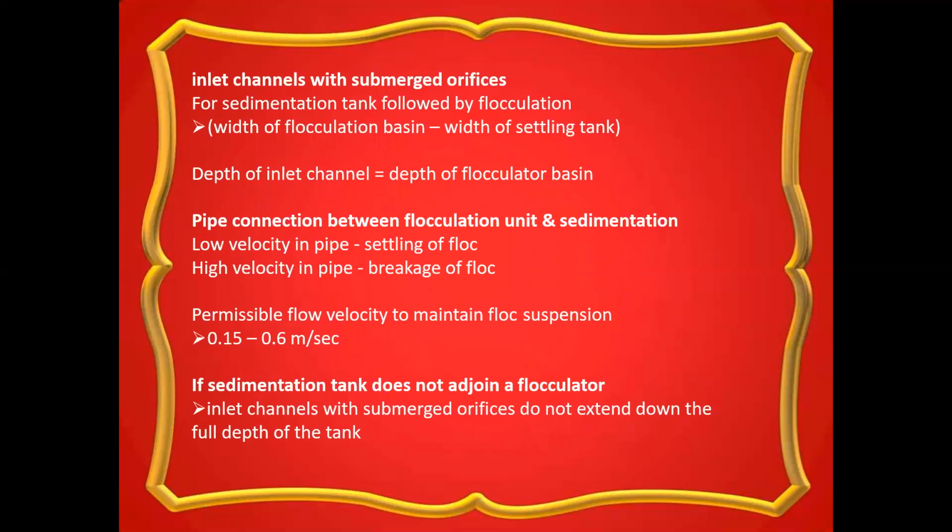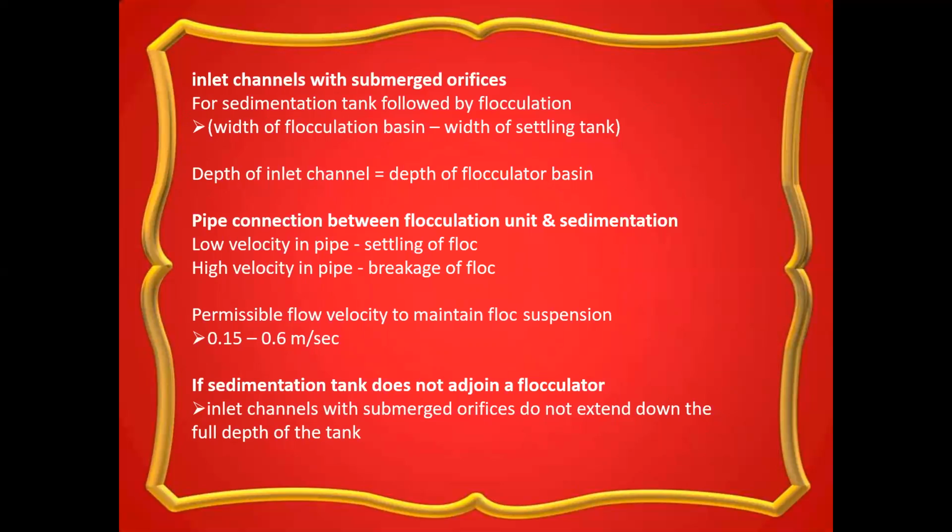Width of the flocculation basin minus width of the settling tank, and depth of the inlet channel equal to depth of the flocculator basin. Pipe connection between flocculation unit and sedimentation: low velocity in pipe is due to the settling of floc, high velocity in pipe is breakage of the floc. Then permissible flow velocity to maintain the floc suspension is 0.15 to 0.6 meter per second.